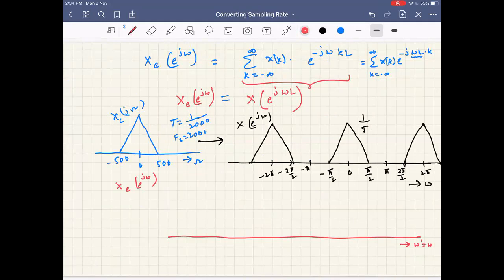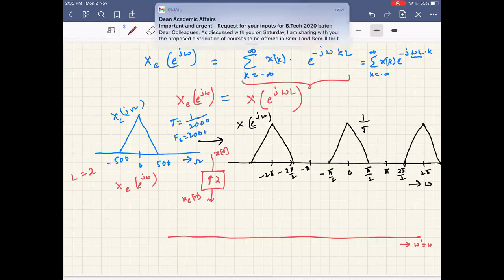Let the upsampling factor be 2, so let L be equal to 2. We are doing upsampling by 2 times, and then sketching the spectrum to obtain xe of n, going from x of n to xe of n. This we would like to sketch. What will happen? There is a compression by omega L, so you can see that the spectrum gets compressed by half.